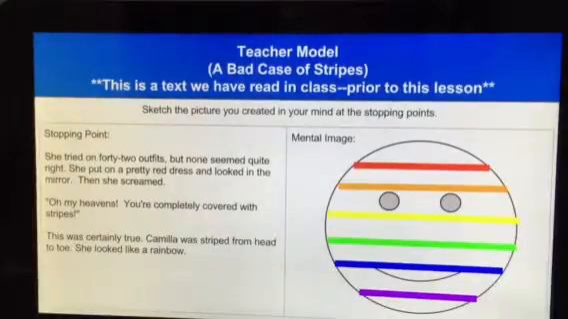Hopefully, this model would help students to recognize the words that the author uses, plus my schema, my background knowledge, my prior knowledge, what I already know about rainbows, in order to create my mental image.